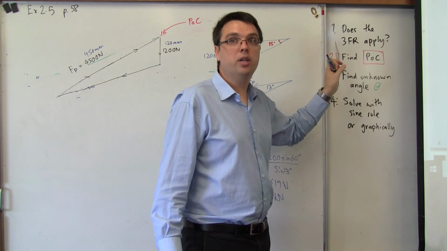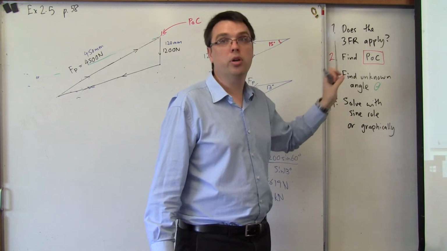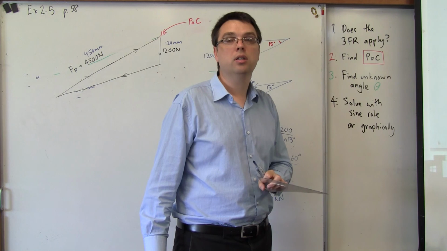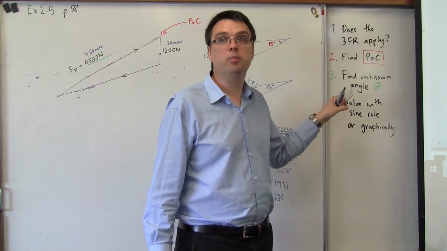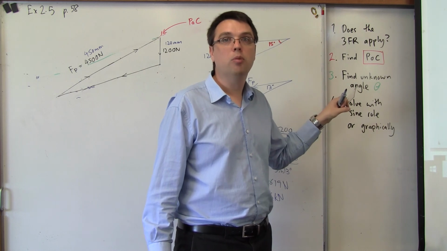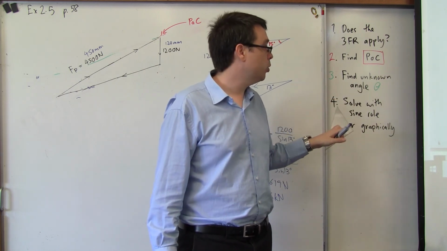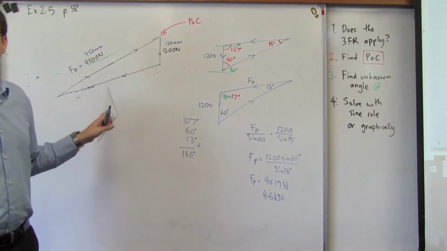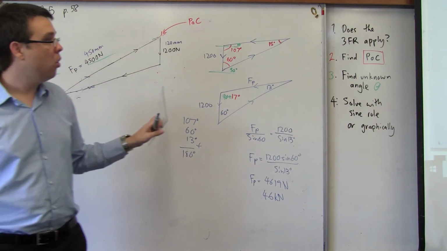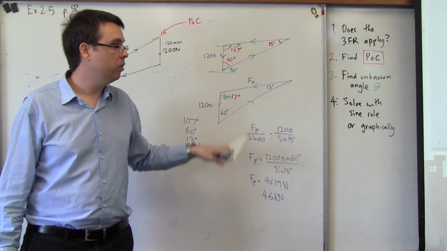Why do we need them to meet up? So we can find the point of concurrency. Yeah, we find out where they meet. Once we find the point of concurrency, we can then find the missing, unknown angle by drawing our green line. Once we draw our green line, we can then either solve graphically like we saw here, or we can solve analytically, using the sine rule.